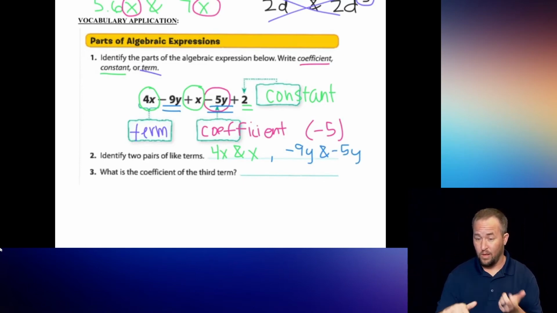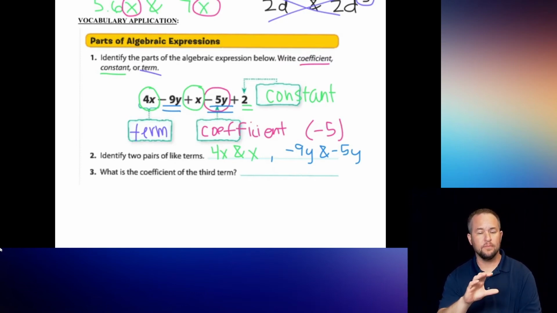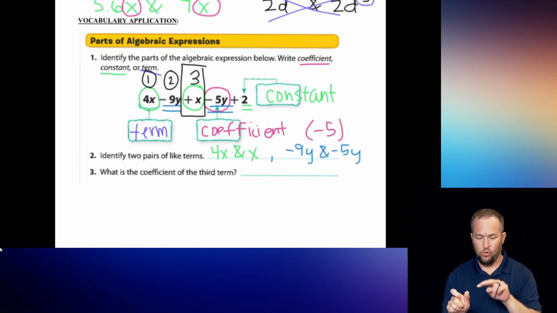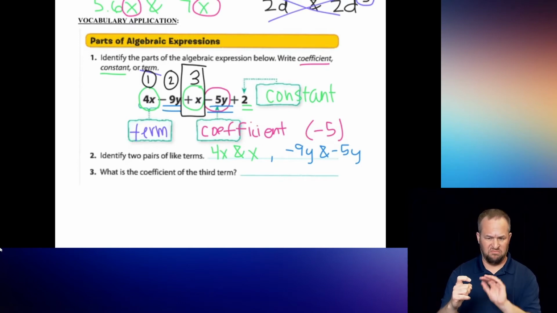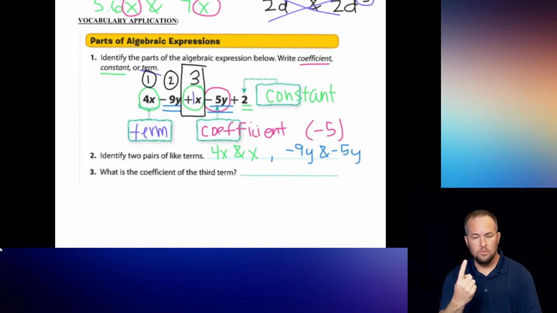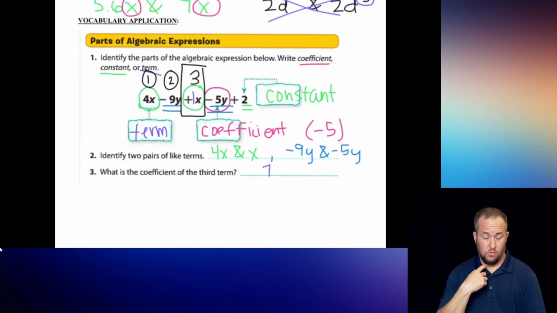And again, notice that I've included that negative with that term, 9y, and the negative with the 5y as well. And then the last one, what is the coefficient of the third term? So let's go ahead and count our terms. This is term number 1. Here is 2. Okay, and here is 3. So I know that I'm currently looking at the plus x. So if ever there's a variable and there's no number attached to it or no coefficient, which we just learned that that's what that is, we can always just put in the number 1 right before it. So therefore, the coefficient of that third term is just the number 1.